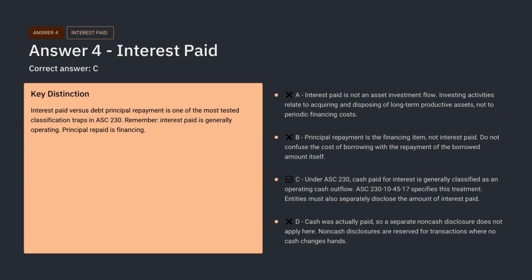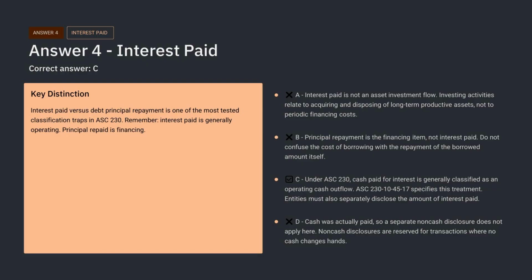The correct answer is C. Operating activity. Under ASC 230, cash paid for interest is generally classified as an operating cash outflow. Option A is wrong because interest paid is not a cash flow from buying or selling long-term assets or investments. Option B is wrong because financing classification applies to borrowing proceeds and repayment of debt principal, not generally to interest paid. Option D is wrong because cash was actually paid, so this is not a non-cash disclosure item.